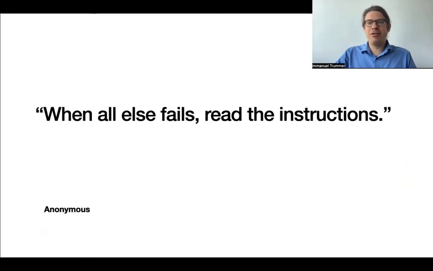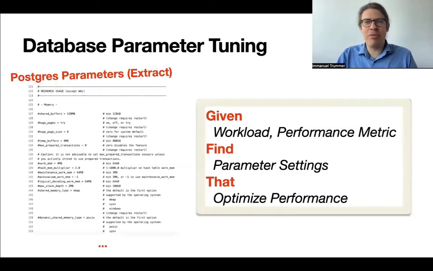The system relates to the good old saying, when all else fails, read the instructions. And that saying certainly applies to the problem of database parameter tuning, because database systems typically have hundreds of tuning parameters. You see some of them for Postgres on the left-hand side. And often our goal is to find good settings for those parameters in order to optimize the performance metrics such as latency or throughput for a specific workload and system.